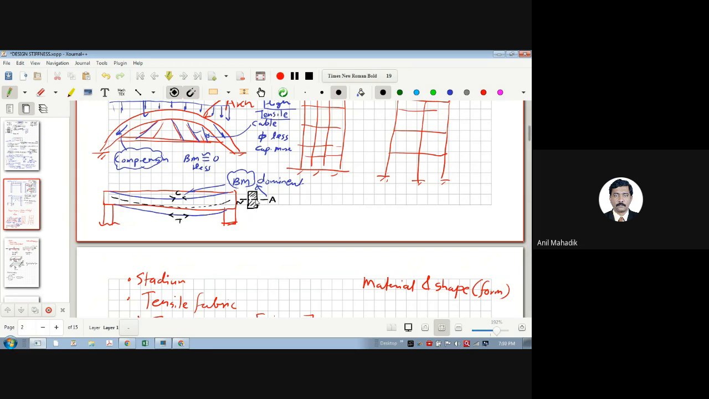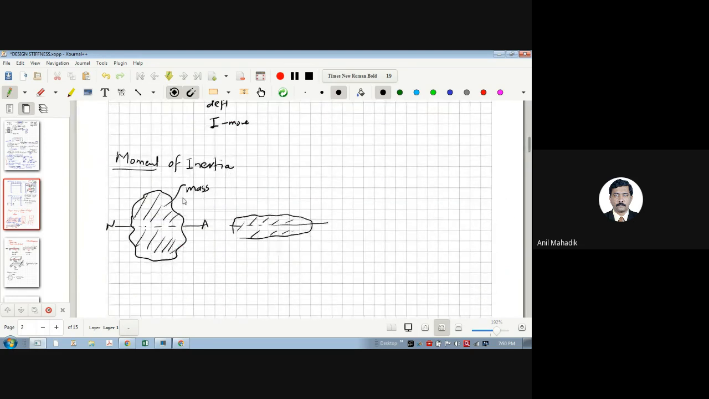If the material is more away from the neutral axis, then we can say the moment of inertia is more. So in this case, who will have more moment of inertia, I1 or I2? I1 will have more moment of inertia, because the mass is located farther away from the neutral axis compared to this. Let's say the total area is the same, both areas are the same, but in one the mass is near the neutral axis and in the other it is away from the axis. If you try to bend this section, it will not bend easily because of its moment of inertia.